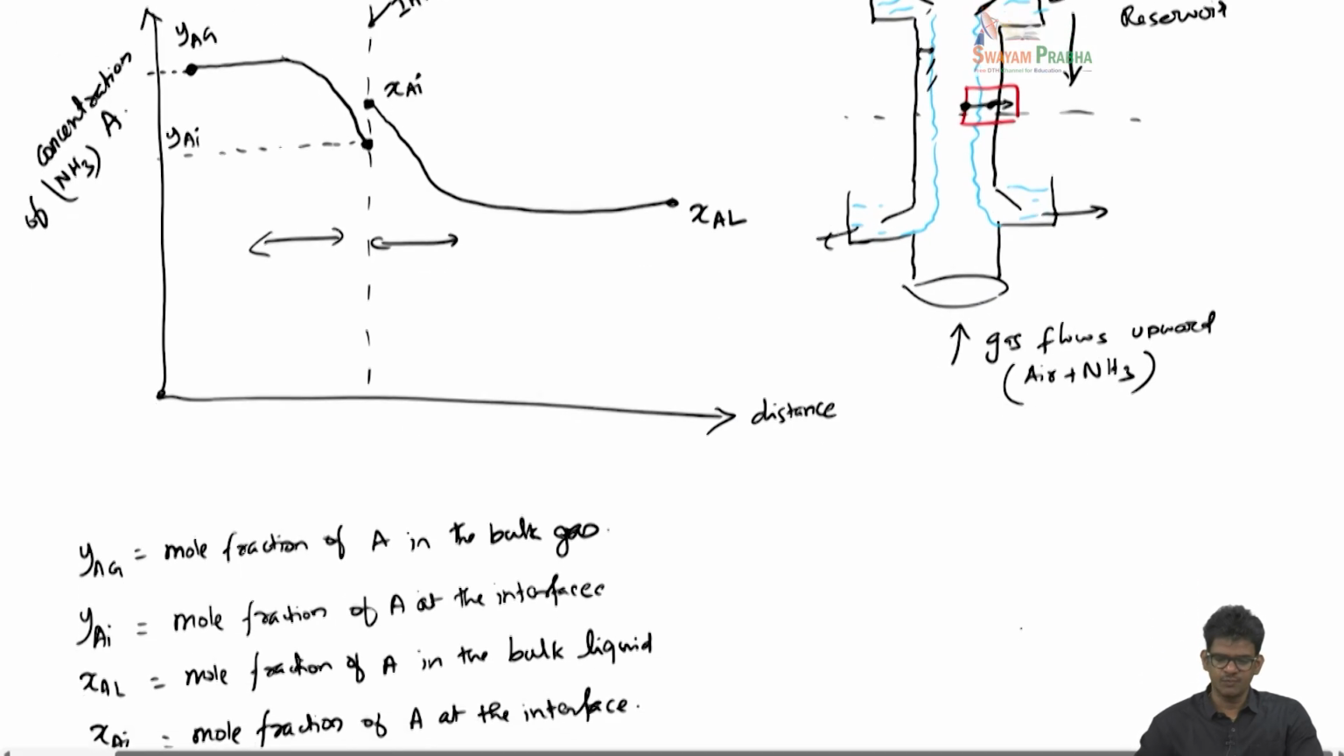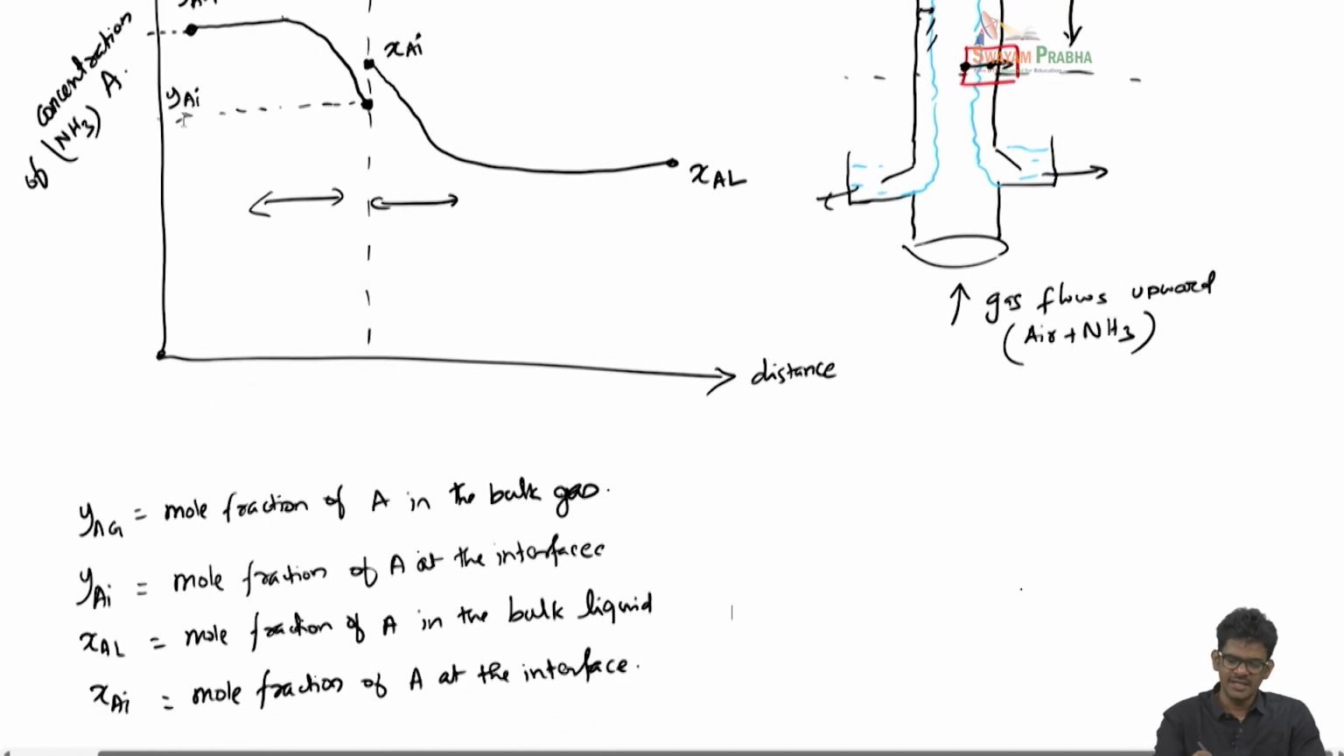Okay, for simplification, we are going to say that the interfacial concentrations XAI and YAI are at equilibrium. That's an assumption we are going to make. Therefore, we will say that the interfacial concentrations XAI and YAI are related to equilibrium concentrations. The logic behind this is to think of the interface as a very thin region in which the gas and liquid are always at equilibrium. Therefore, the interfacial concentrations YAI and XAI are always on the equilibrium line.